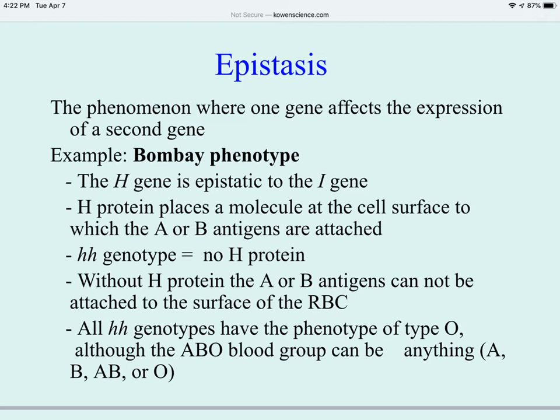So if a person is little h on their genotype, they don't have the H protein. And without that H protein, then they can't recognize the A or the B antigens. So an individual who has a genotype of little h, when they do their blood test, phenotypically, they're going to test out as being type O blood. However, if you were to look at their blood in more detail, their blood type could be A blood, B blood, AB, or O. It could be any of those.